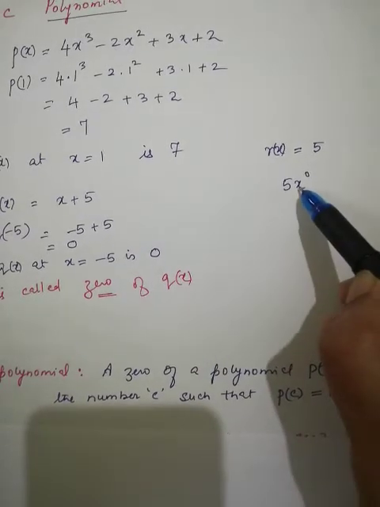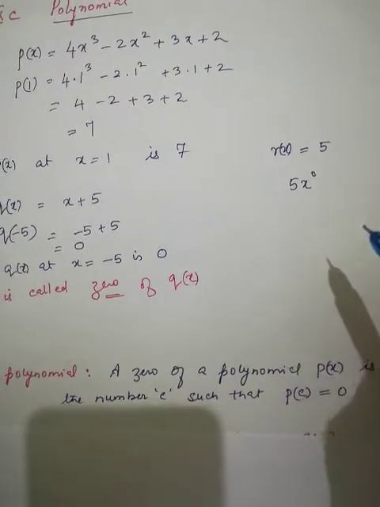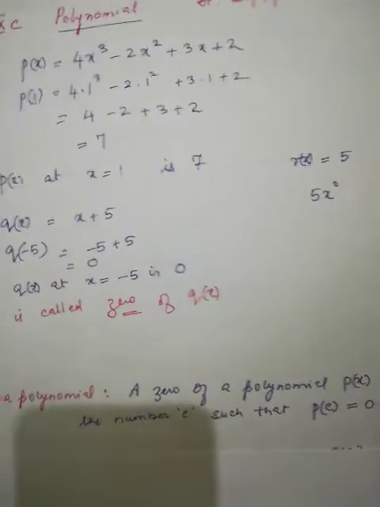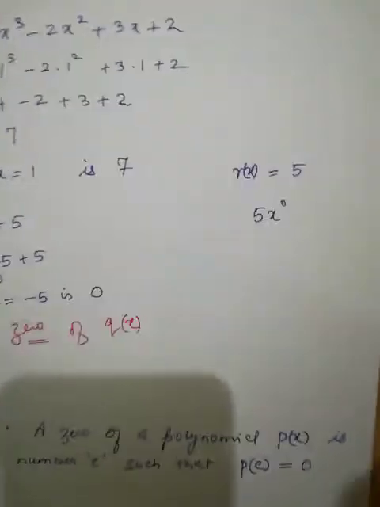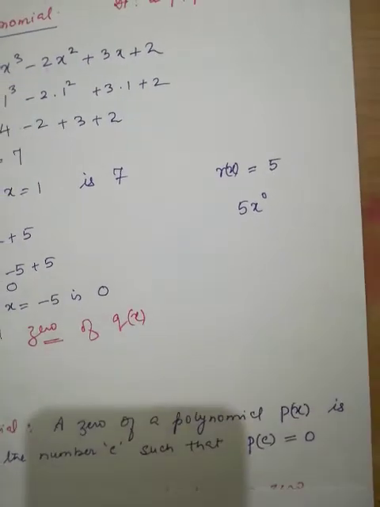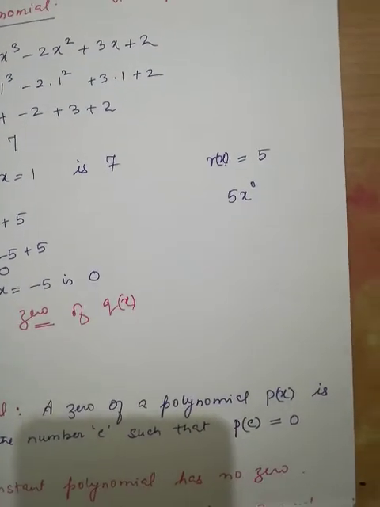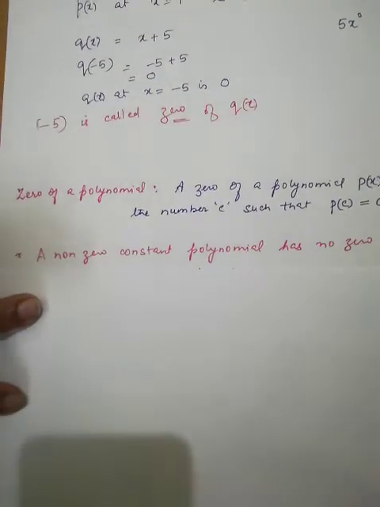Even if you substitute 0 here, 0 to the power 0 is not defined. It will never become 0. So the polynomial will never become 0 here. Therefore, the constant polynomial has no zeros. So a non-zero constant polynomial has no zeros.